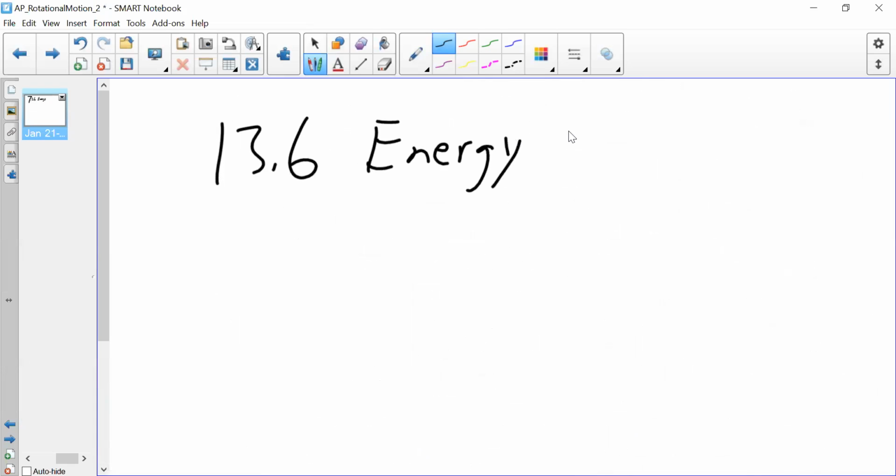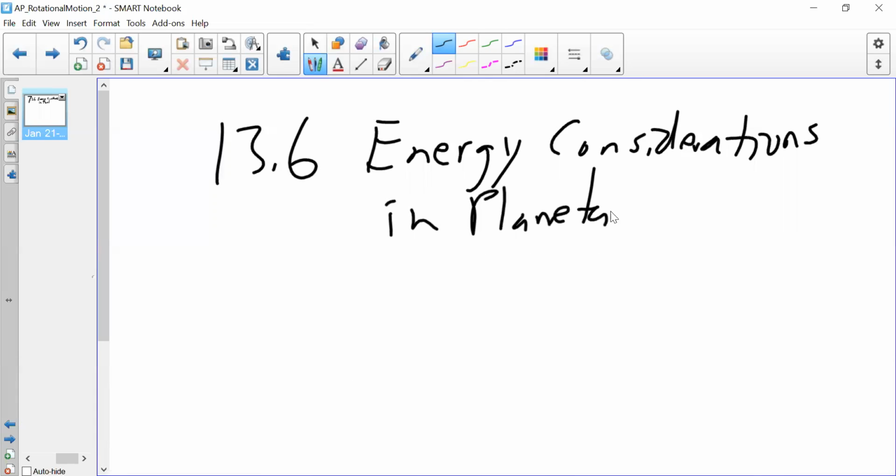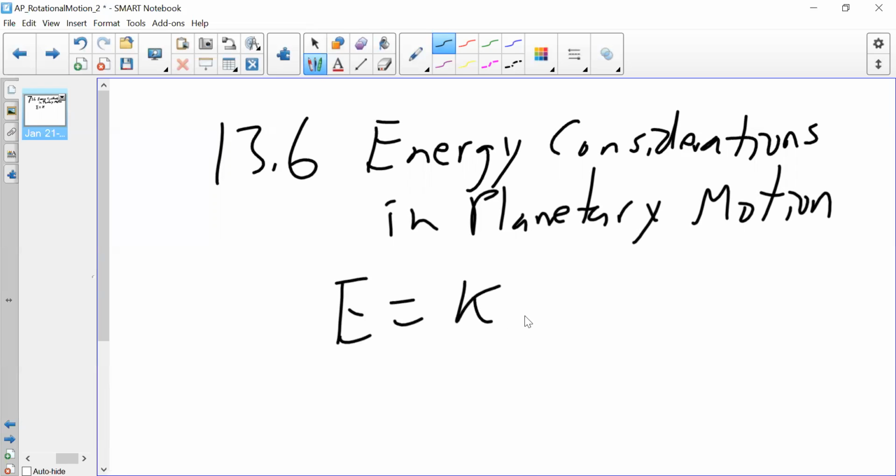See what that looks like. Energy considerations. Planetary motion. So the Earth-Sun system, the total energy is kinetic and potential. Usually they give the symbol U, because instead of writing PE all the time, U for potential energy.